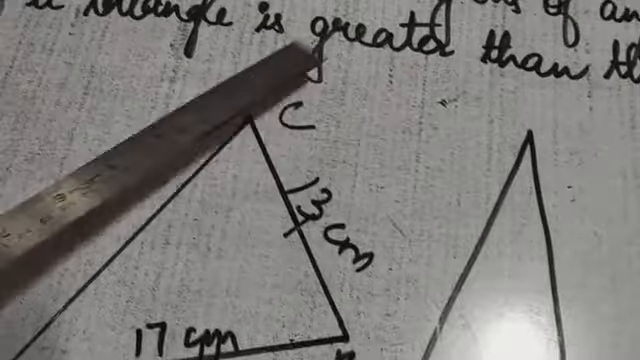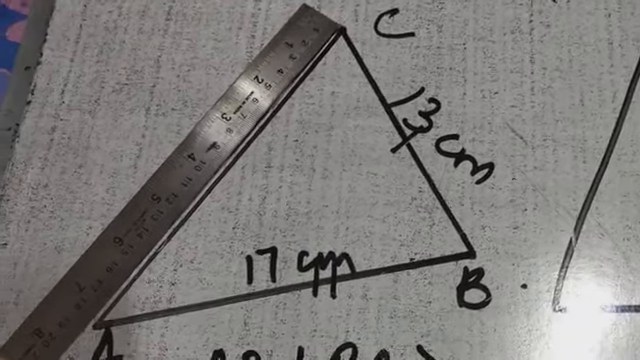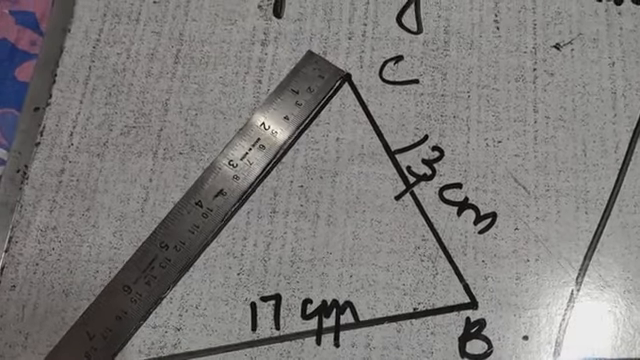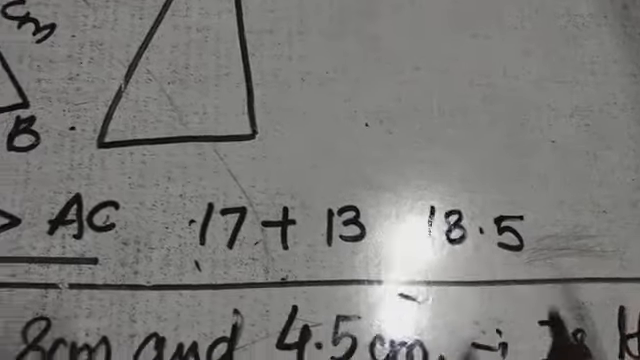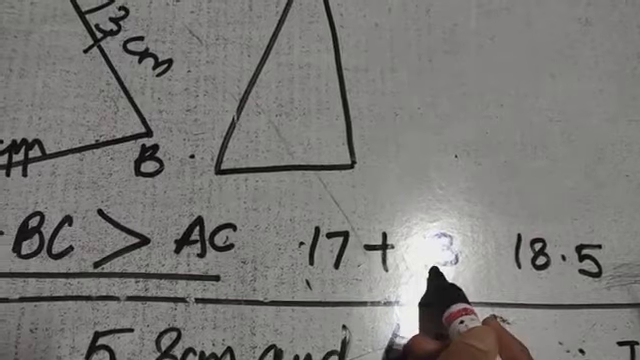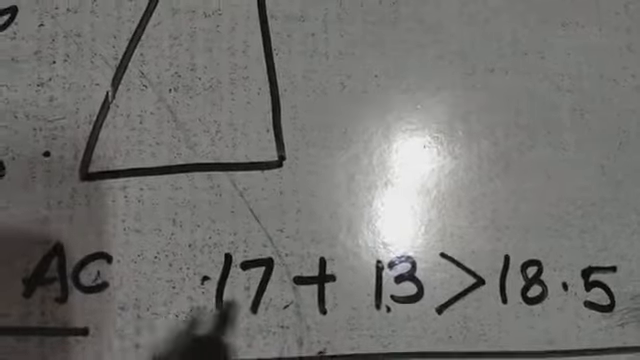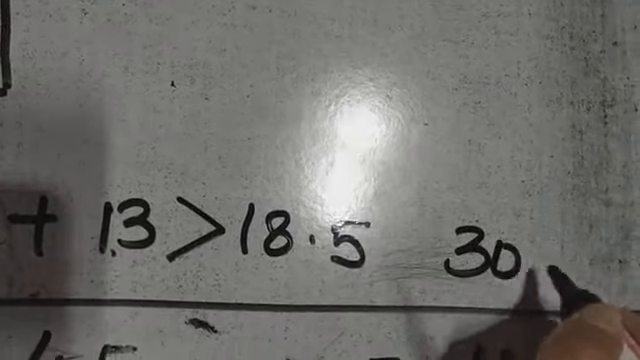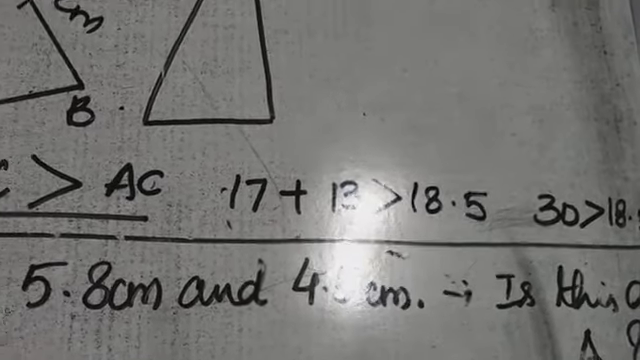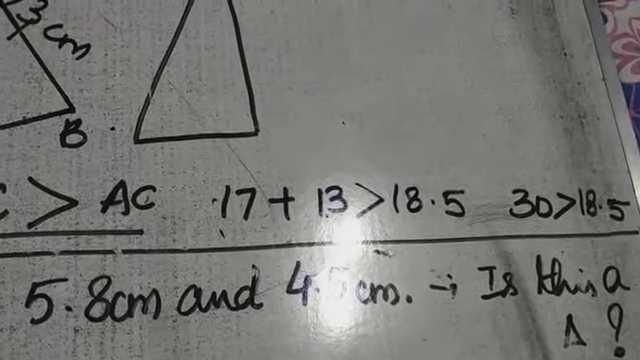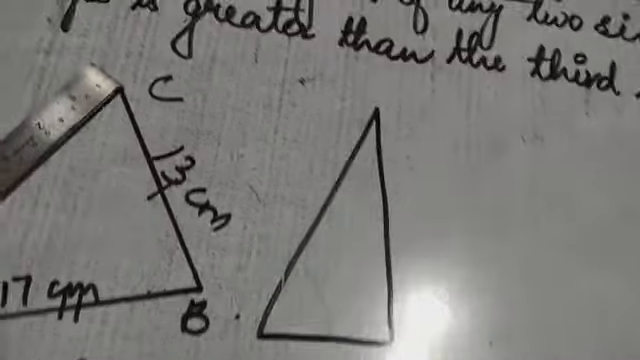Now we have to measure the third side AC. If we measure this, it comes out to be 18.5. As you can see, 17 plus 13 will be greater than 18.5, as 17 plus 13 is 30, which is greater than 18.5. So we can say that this property is true, that the sum of any two sides of a triangle is always greater than the third side.